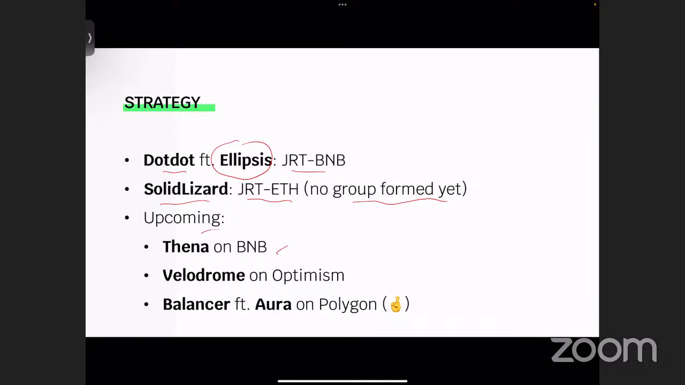Soon, there will also be one pool on Thena, one pool on Velodrome on Optimism, and, fingers crossed, one pool on Aura on top of Balancer on Polygon. This could be more interesting because, of course, it will be an 80-20 pool, so less impermanent loss, less capital needed, and so on and so on.